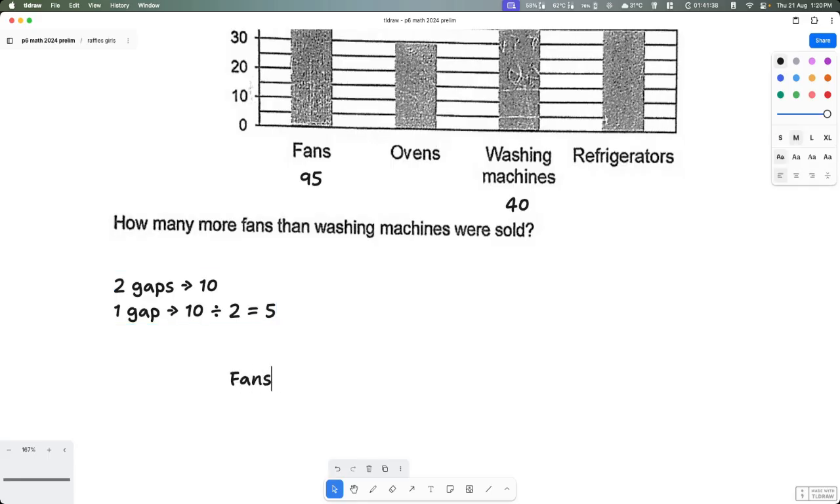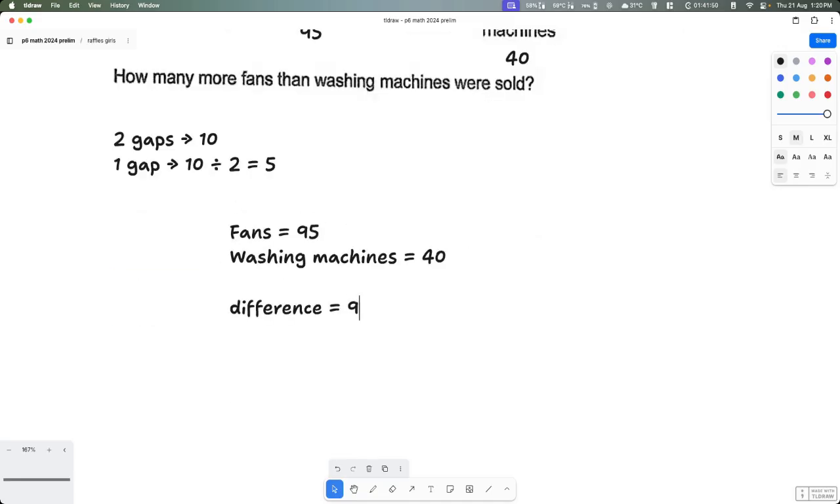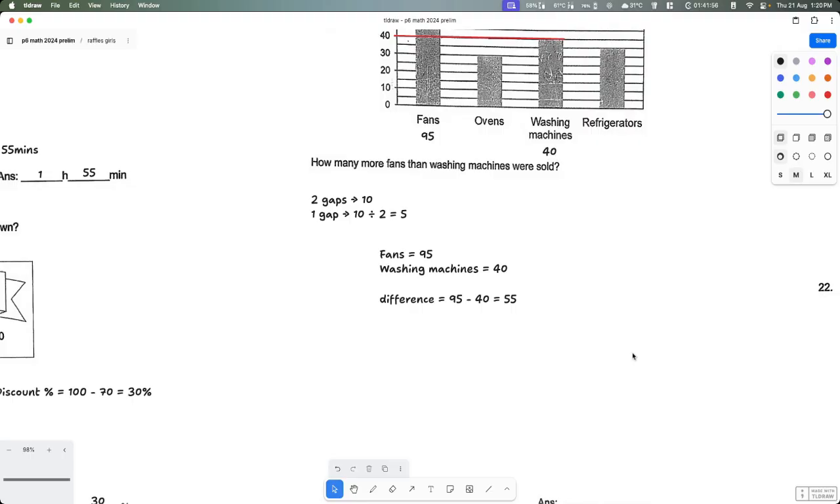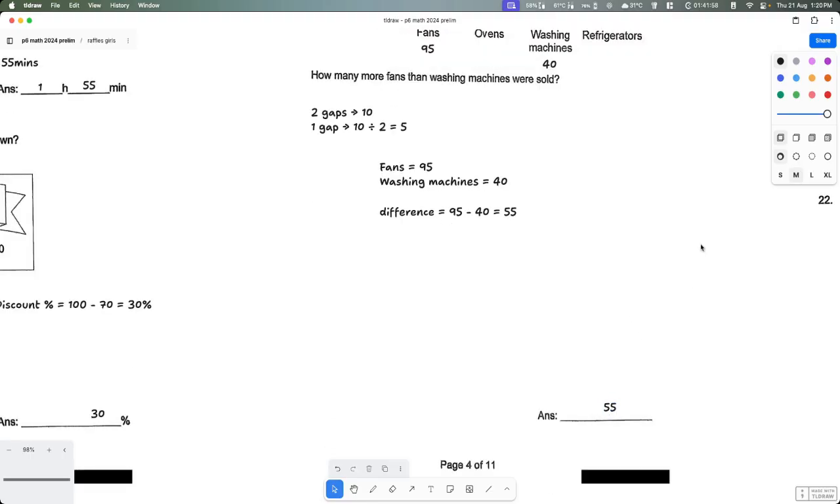So fans is equal to 95. Washing machines is equal to 40. So the difference is equal to 95 minus 40. This is 55. Okay, so the answer is 55. All right, let's move on to the next question.